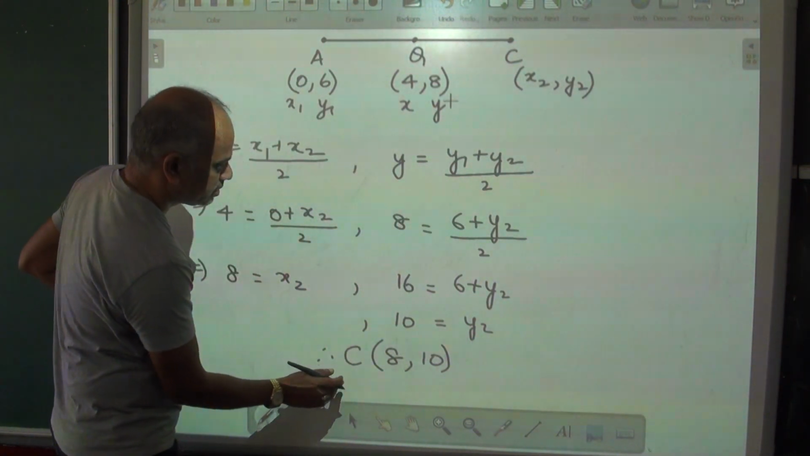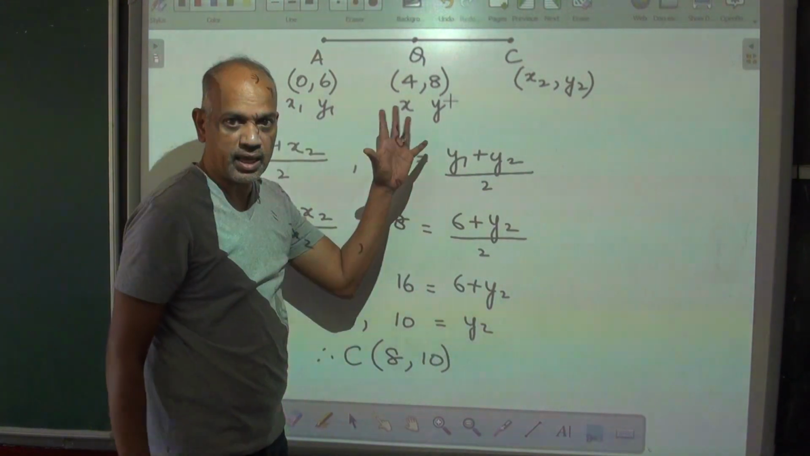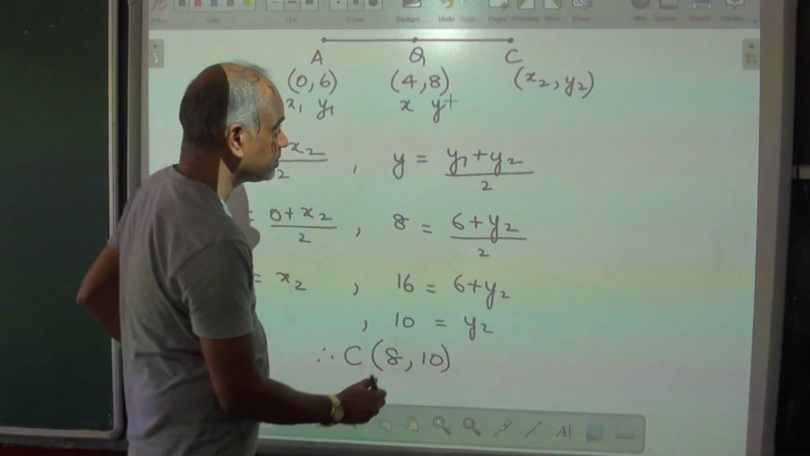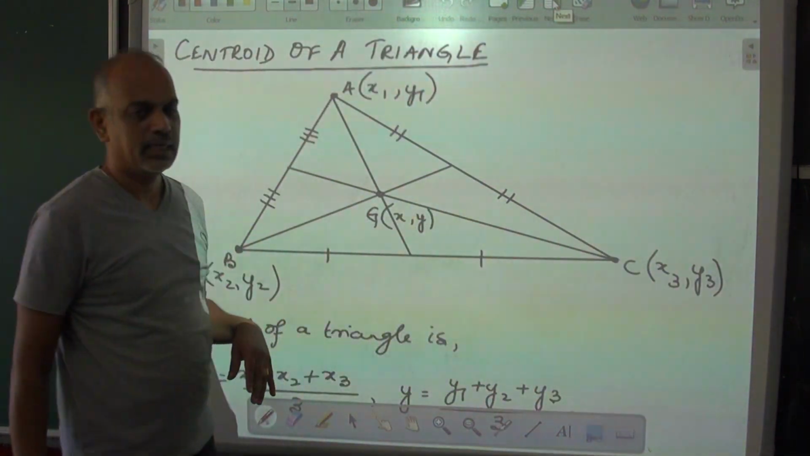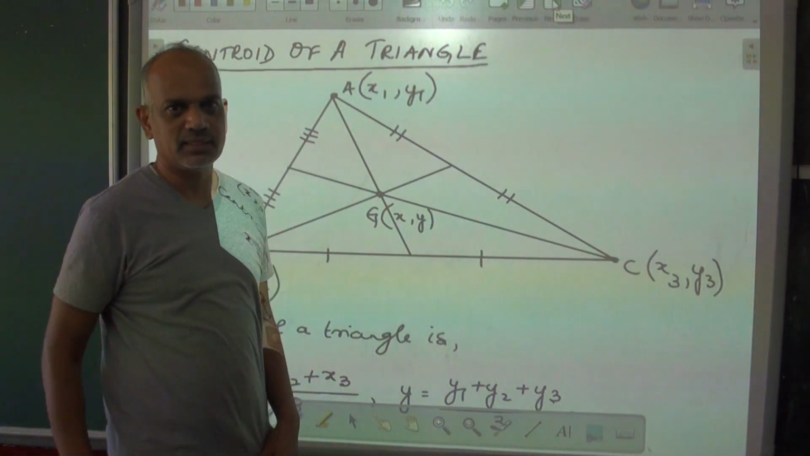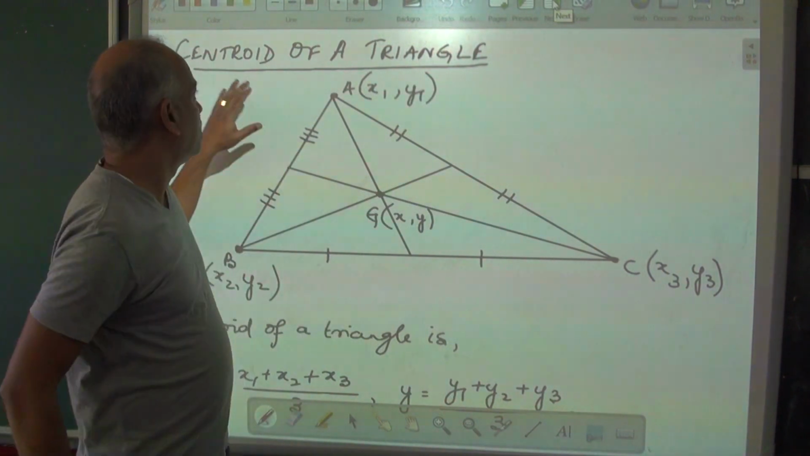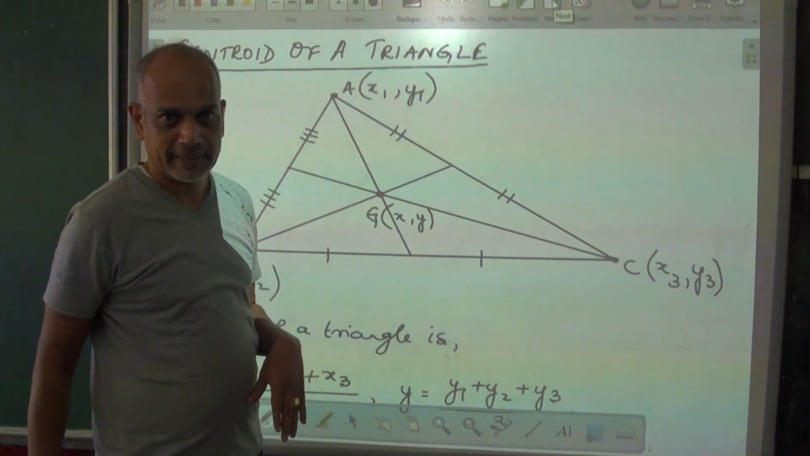So, all three vertices are found: A, B and C. Next. This is the third formula in this chapter. This is the last one. It's about the centroid of a triangle.